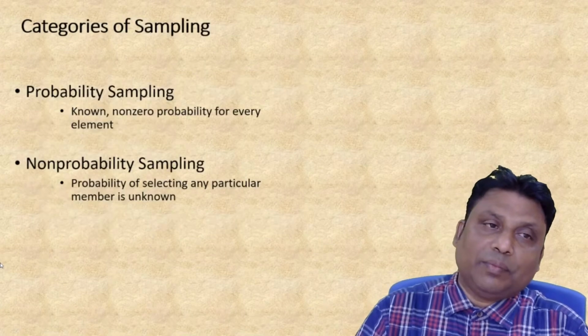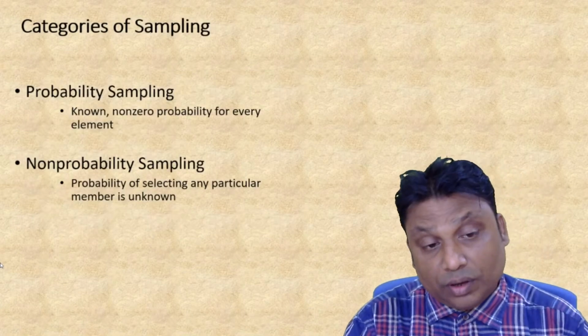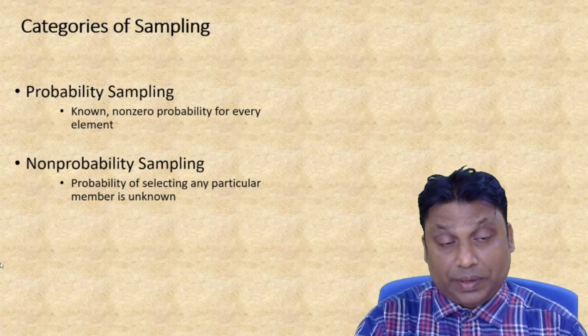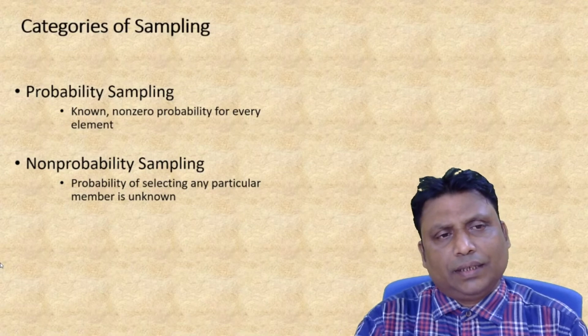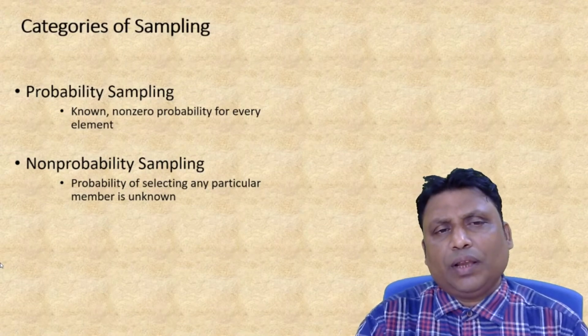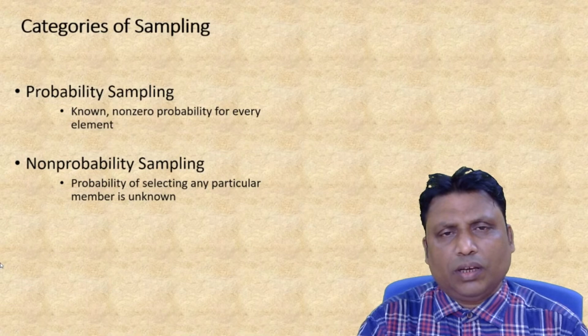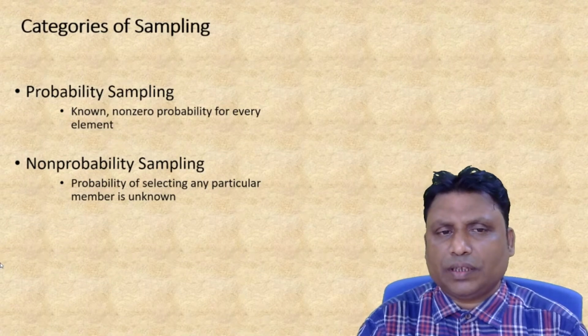So what are the sampling techniques we are using in research work? And this is very, very important. Generally, we are using two types of sampling. One is probability sampling, and one is non-probability sampling.